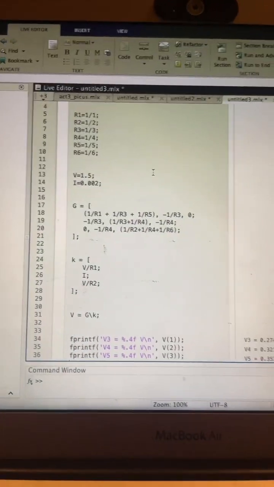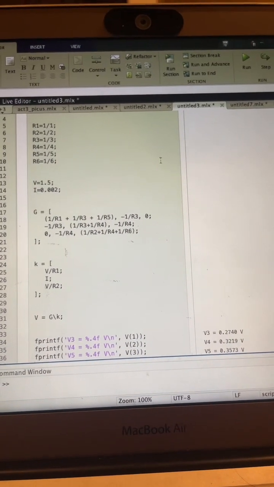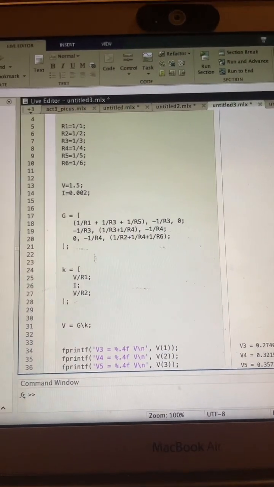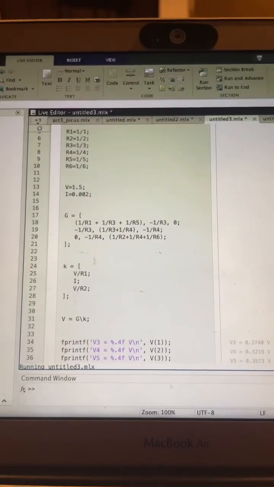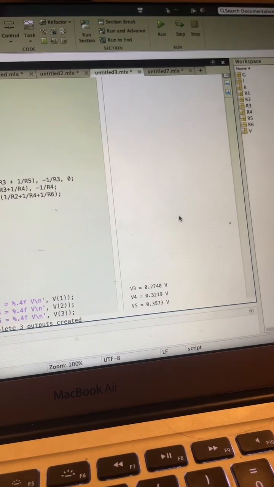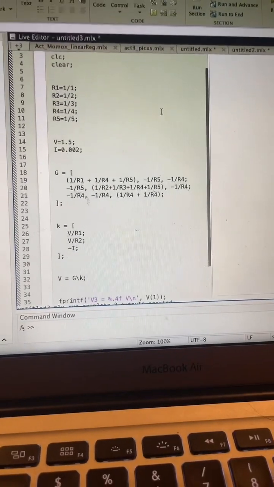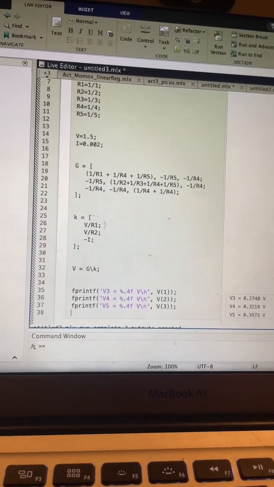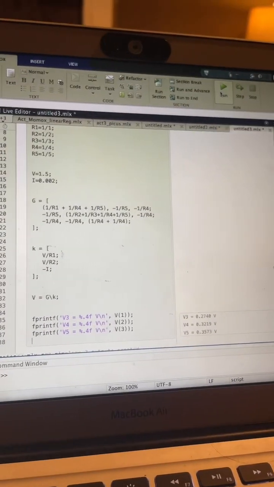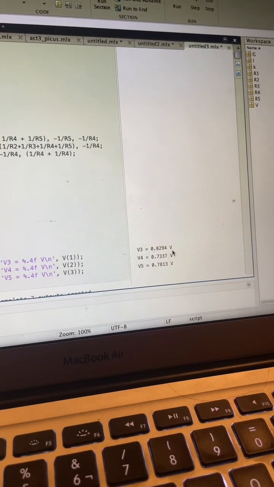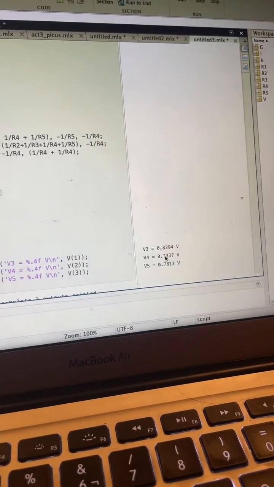So once we have our nodal equation of the two circuits and our matrix form of the two circuits, we can go to MATLAB to create our code. So this is the code for the circuit B. Let's see if it works. And here are our final voltages. And here we have our code for circuit A. So let's see if it works. And here are our final voltages.